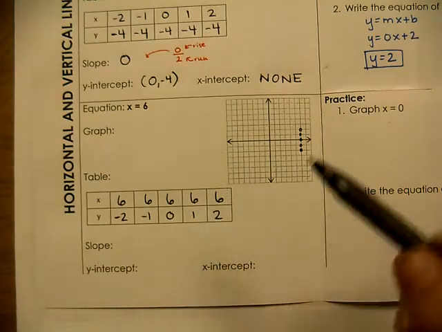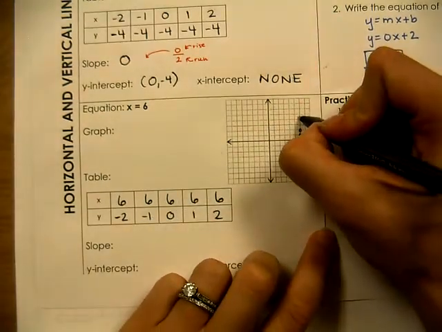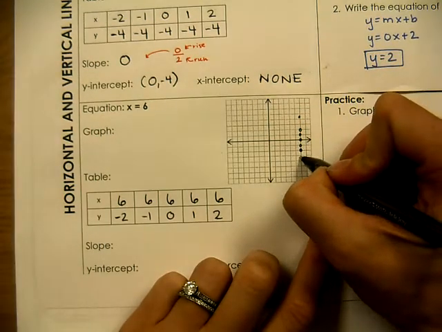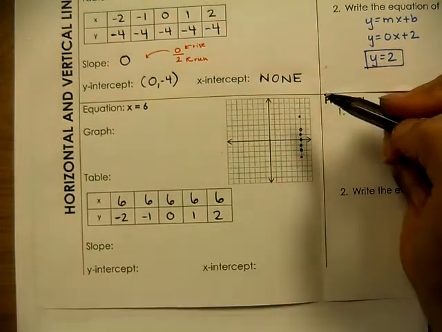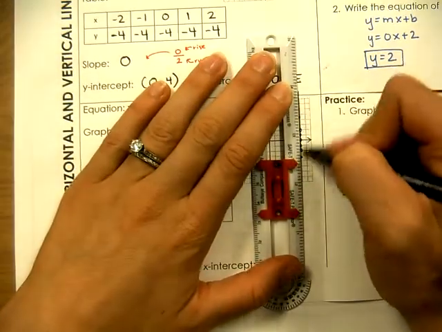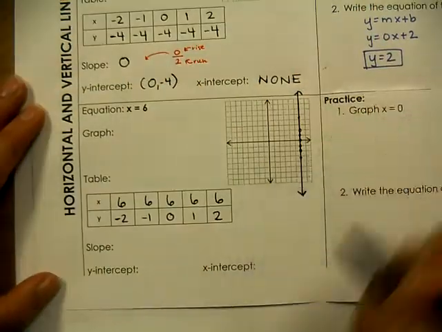We could choose any values, right? We could choose y could be 4.5 and we're up here. Y could be -3.2 and we're right here. Really, there's an infinite number of points, but what we see is they will all lie on this vertical line here. So this vertical line is the equation x equals 6.